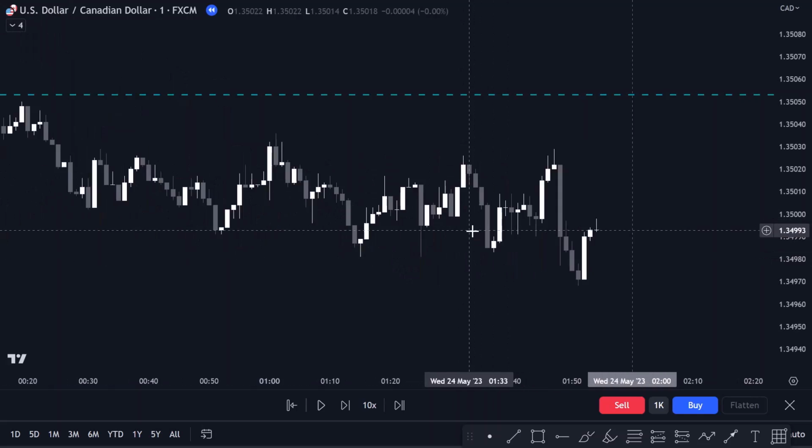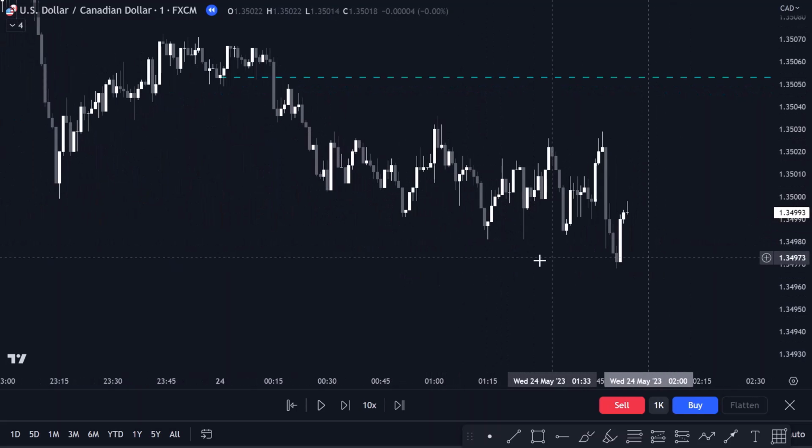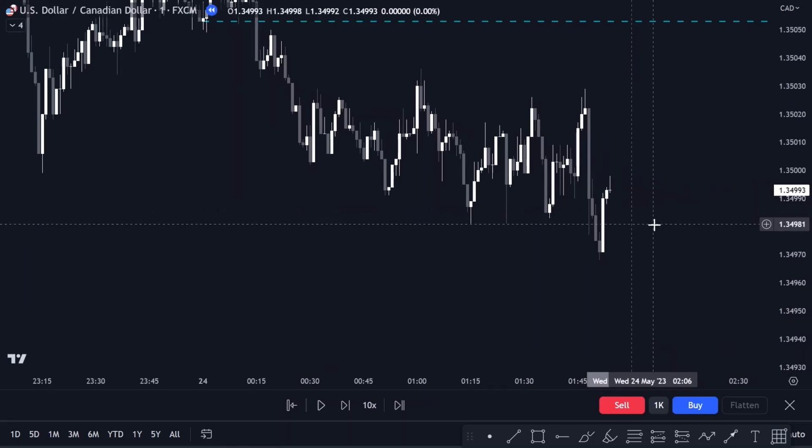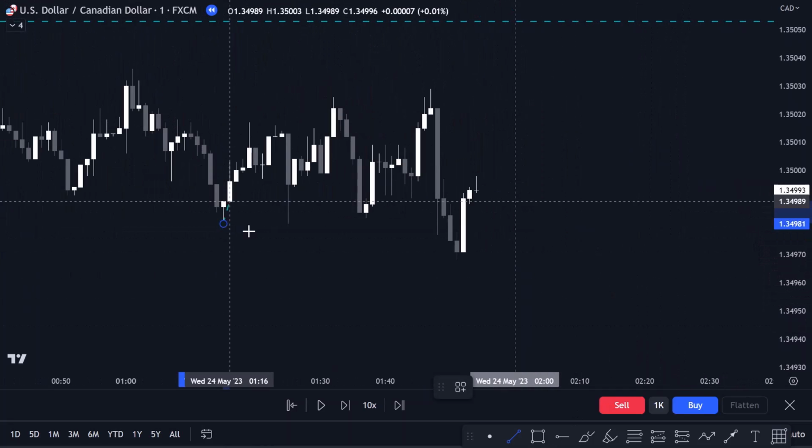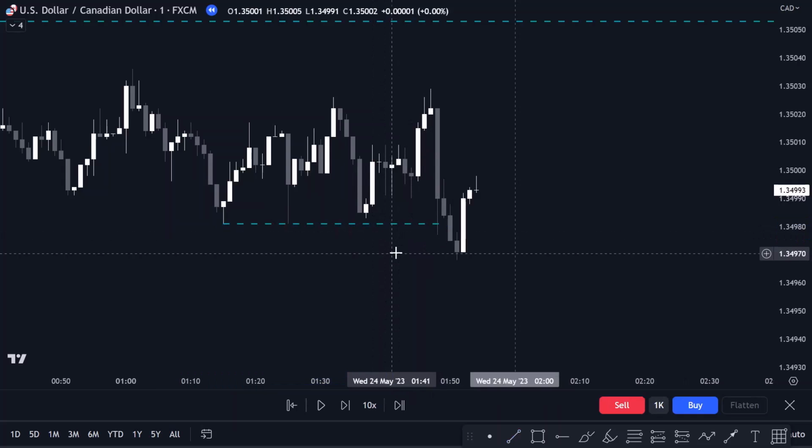I'll switch to the 1 minute. You can use any time frame here. I'll be using the 1 minute today. What I can see here is liquidity taken here, those equal lows here taken.